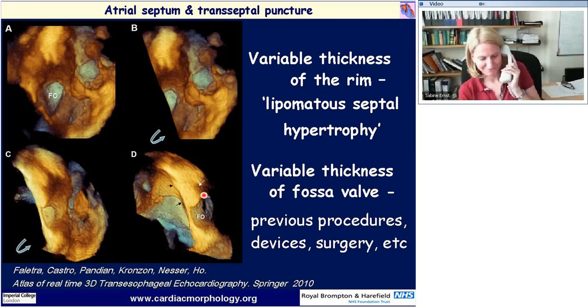And just to complete the atrial septum, here are some more images showing you the thickness of that limbus can vary. In this case, you may have what is termed lipomatous septal hypertrophy, which means that the infolding is filled with a lot of fat, maybe 1 centimeter, 2 centimeters thick. And as Sabine mentioned earlier, if you were to cross the septum through this area, it makes the catheter much less maneuverable compared to crossing through this very thin area. And of course, you need to be aware that there may be other previous procedures through the septum, devices, surgical patches, and so forth, which may make crossing the septum more challenging than usual.